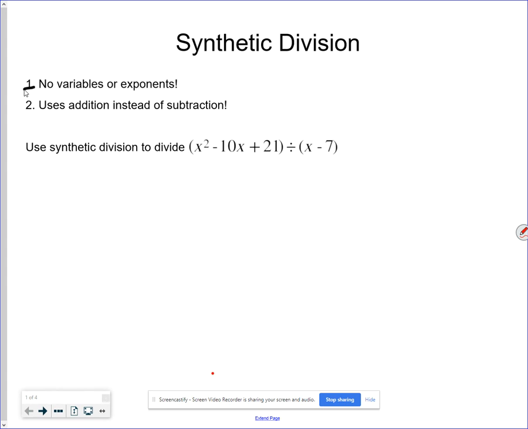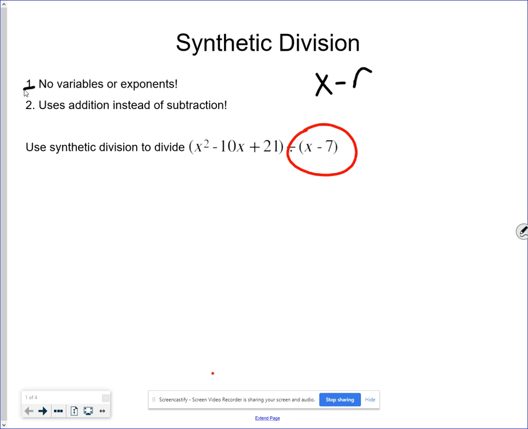Next, it uses addition instead of subtraction. So let's jump right into this example to see what I'm talking about. It says use synthetic division to divide x squared minus 10x plus 21 divided by x minus 7. So the first thing to note is our divisor here, x minus 7. To do synthetic division, it needs to be in the form x minus r. And in this instance it's x minus some number, so we can go ahead and perform the synthetic division.